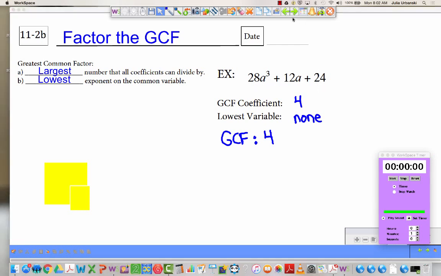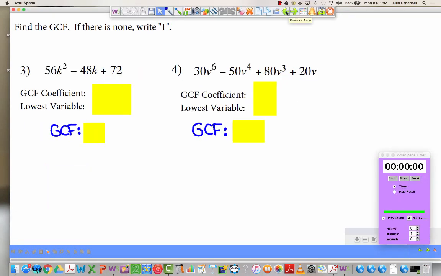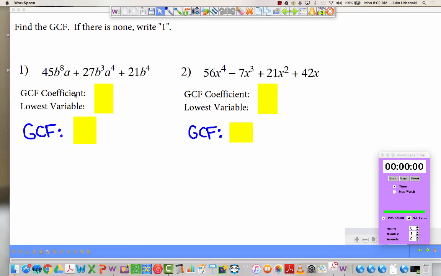So let's take a couple minutes and just figure out the GCFs, and I'll show you how to use them. Number 1, please focus here. This is all I want you to be able to do. 45, 27, and 21. 9 is close, but doesn't go into 21. So I think the biggest one is the 3. 9 works for the first 2, but it doesn't work for the third one.